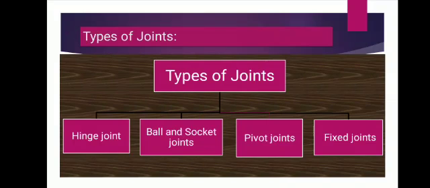Now, types of joints. The main types of joints in the human body are hinge joints, ball and socket joints, pivot joints and fixed joints. We will now describe these types of joints in detail one by one. Let's start with the hinge joints.